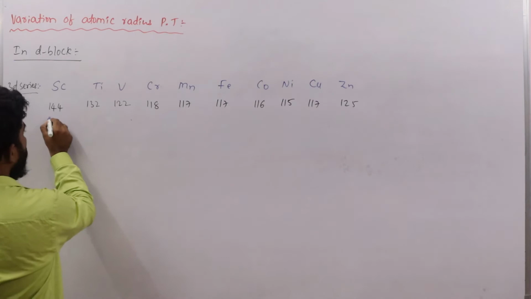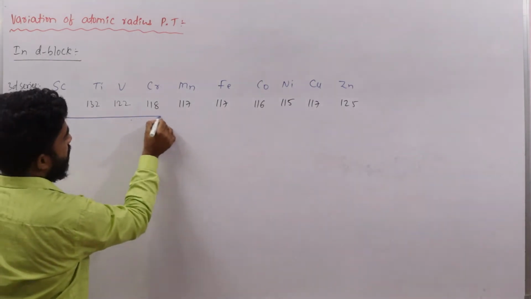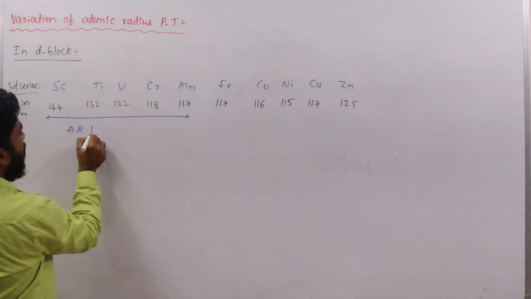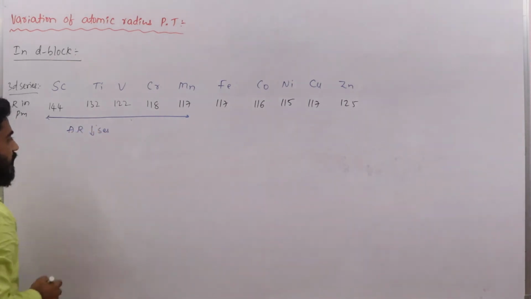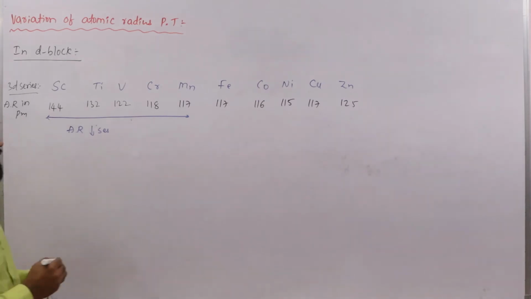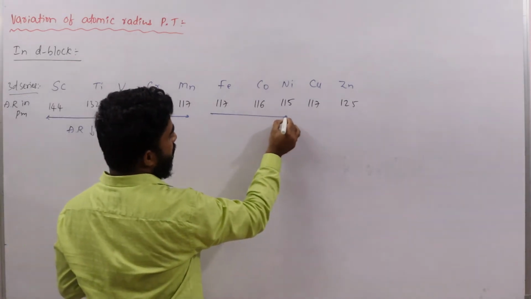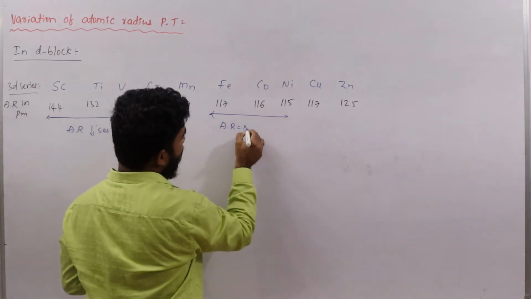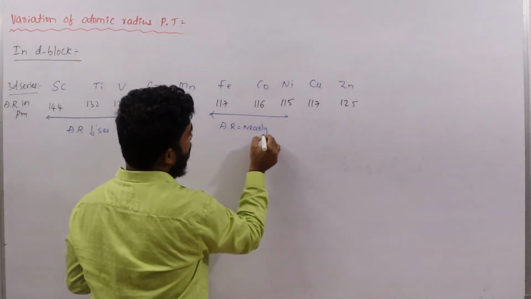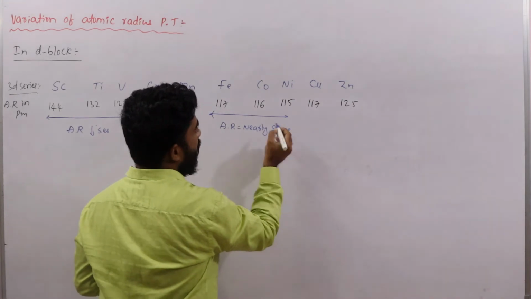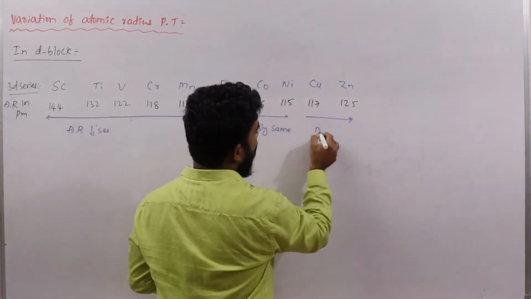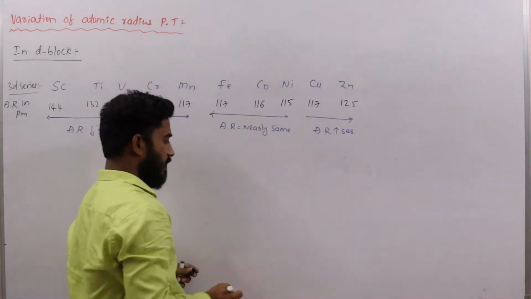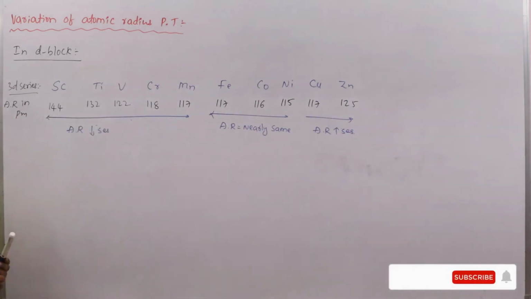From scandium to manganese, the atomic radius decreases. Then from iron to nickel, the atomic radius is nearly the same. Then from copper to zinc, the atomic radius increases. So what is the reason behind this?